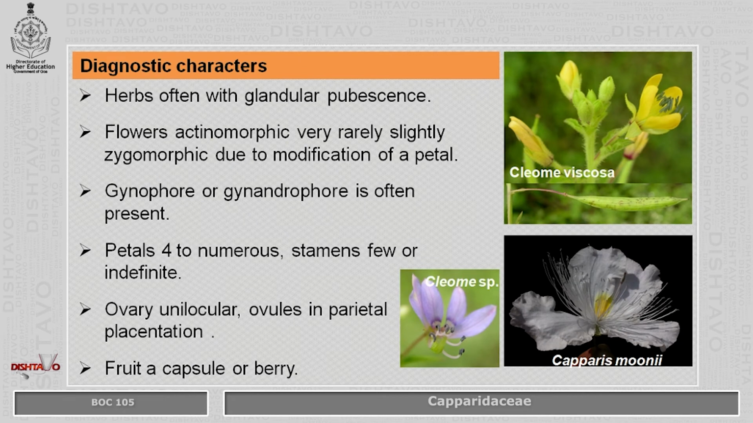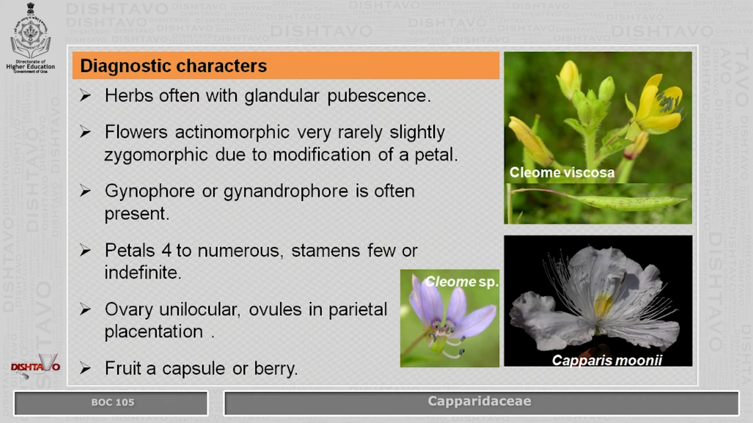Family Caparidaceae is known for many herbs which have glandular pubescence. In the shrubs, pubescence is not there. Flowers are actinomorphic, having all petals similar, and the flowers can be divided into many planes, but sometimes one of the petals gets modified. You can see in the Caparis munni here, one of the petals is modified to form a lip-like structure. Then the flowers are zygomorphic. Gynophore or gynoandrophore is often present. Petals are 4.